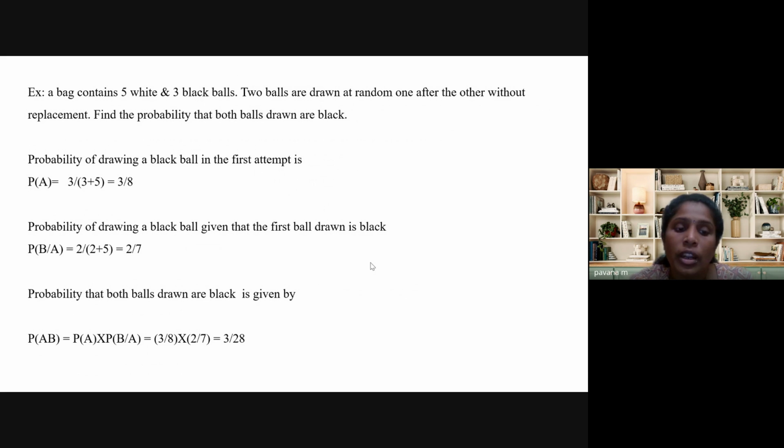So the probability that both balls drawn are black is equal to P of A into P of B by A, which is equal to 3 by 8 into 2 by 7, which is equal to 3 by 28. So this is called conditional probability. Conditional probability is applied only for dependent events, not for independent events. Okay.